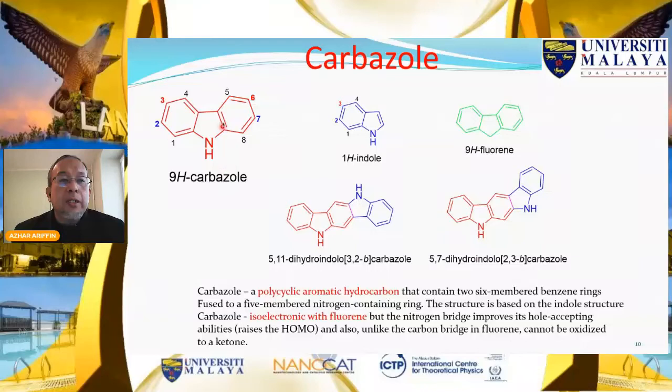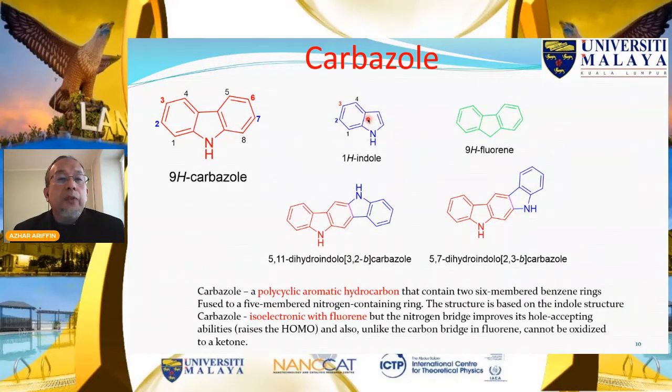So this is the structure of a carbazole. Carbazole is a polycyclic aromatic hydrocarbon that contains two 6-membered rings fused to a 5-membered nitrogen-containing ring. So you can see here, we have two benzene rings fused to this 5-membered nitrogen-containing ring here.